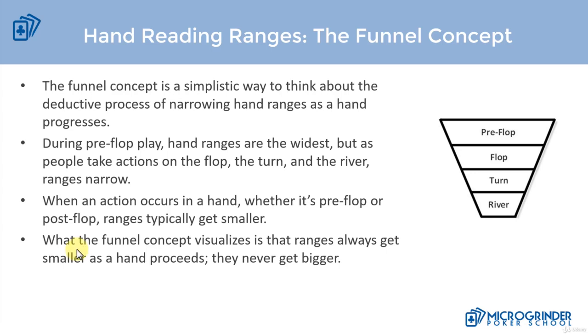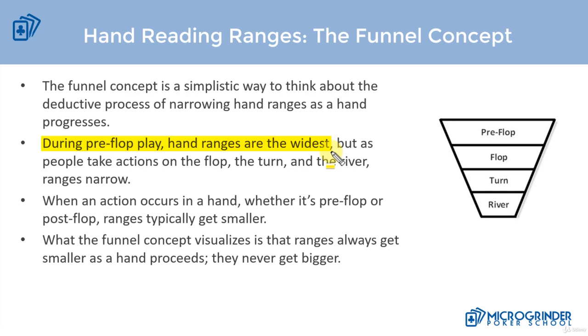And so what you see here on the right is a funnel. So this is depicted as a funnel. And this is my way of simplistically thinking about how we can narrow down our opponent's range from the pre-flop play all the way down to the river play. So what we do is during the pre-flop play, our opponent's ranges are going to be the widest. So based upon their action, let's say that somebody has a very wide stealing range on the button, we're going to assign them a perceived range pre-flop.